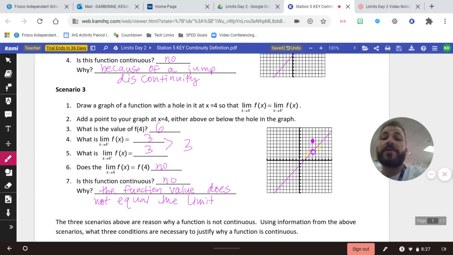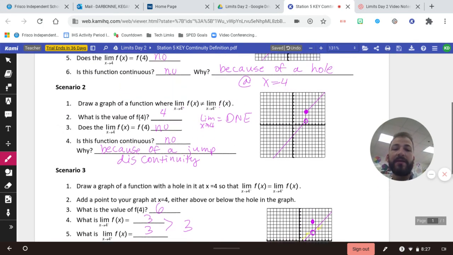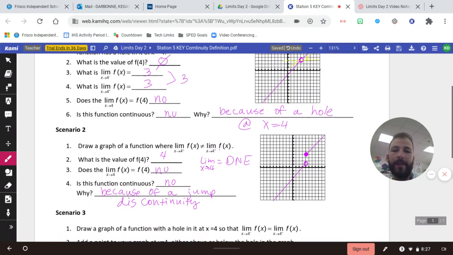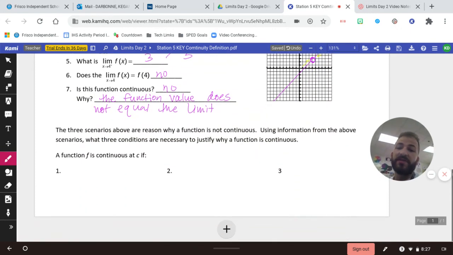Okay, so those are 3 scenarios, 3 ways that a function could be discontinuous at a point. So now I'm going to let y'all do this on your own, but go ahead and come up with the 3 reasons that would need to be true, the 3 things that have to be true for a function to be continuous. You can cheat and look at your notes if you need to.